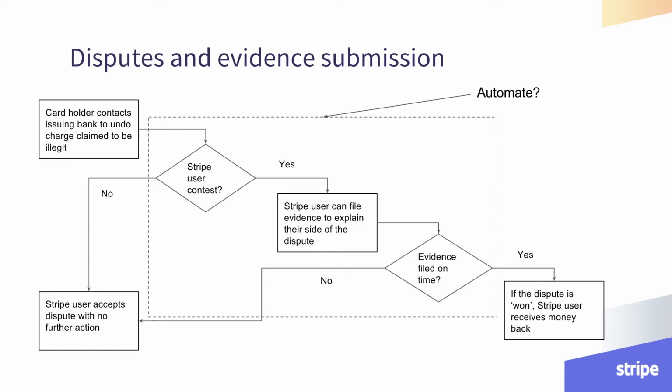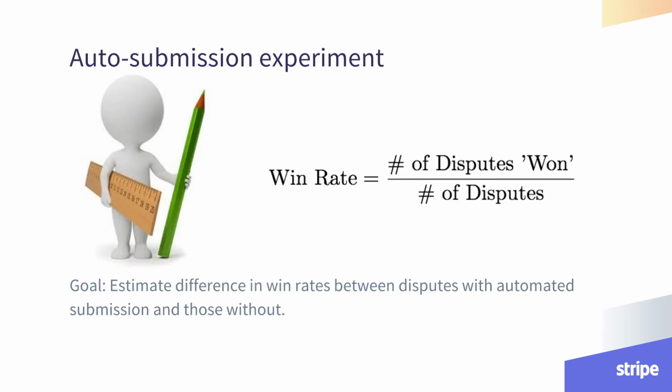And so the leads on a project to evaluate this idea wanted to compare the performance of disputes that had their evidence automatically submitted against those that did not. And so to measure performance, we considered win rate. And win rate here is defined as the number of disputes won or reversed divided by the number of disputes. And the goal is to estimate the difference in win rates between disputes with automated evidence submission and those without.